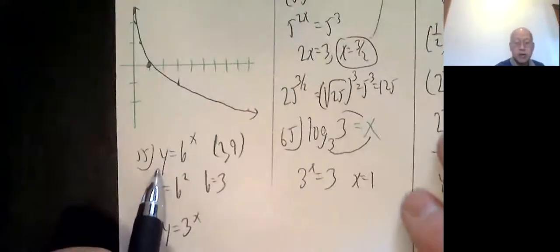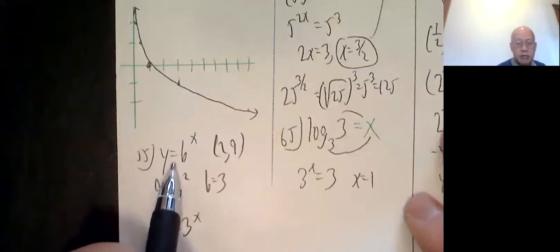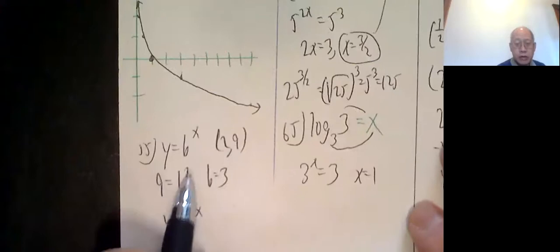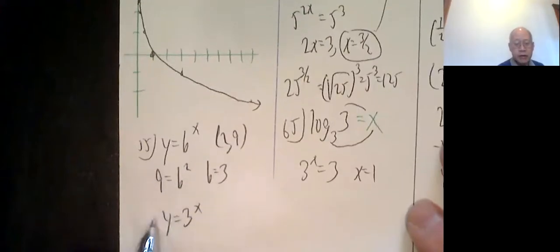Okay, here's a problem where it asks for the base, y equals b to the x power, and it goes to 2, 9. So I put a 2 right here, a 9 right here, and b has to be 3, not negative 3. So y equals 3 to the x power.